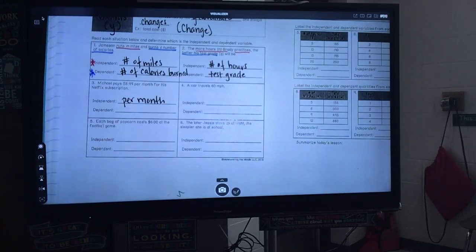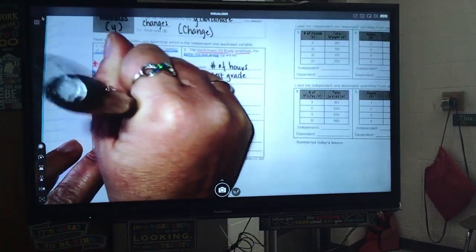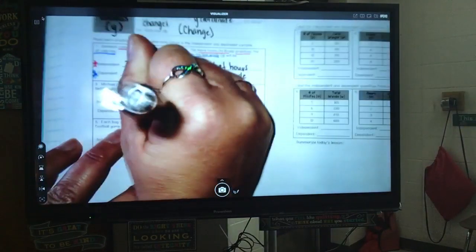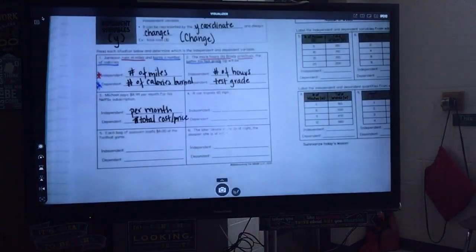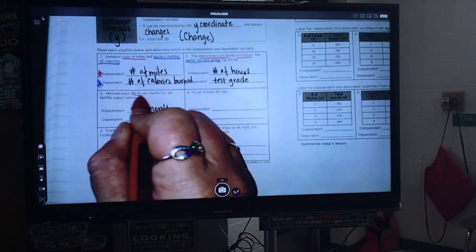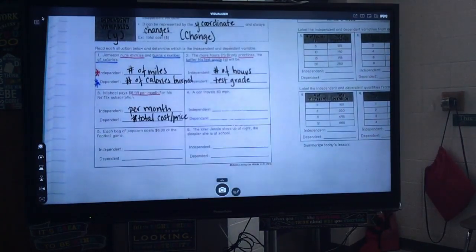So the dependent is going to be total cost slash price. Alright, so in this one, our independent is the $8.99 per month. There's technically not a dependent variable in that situation. Alright, number 4.